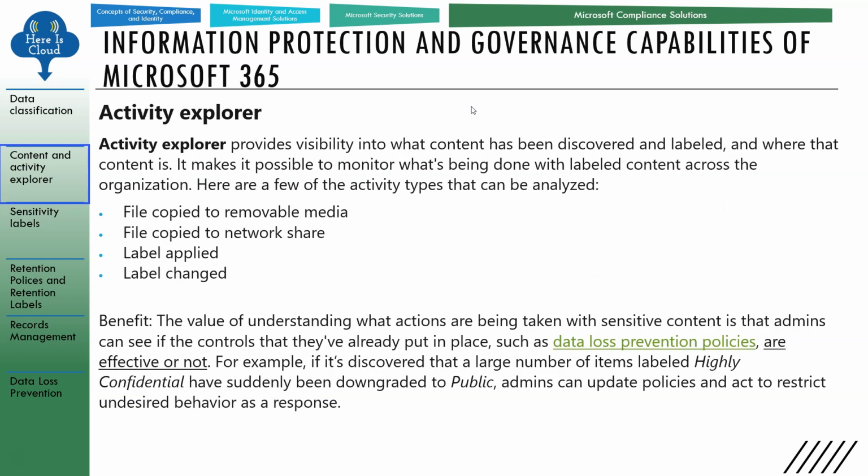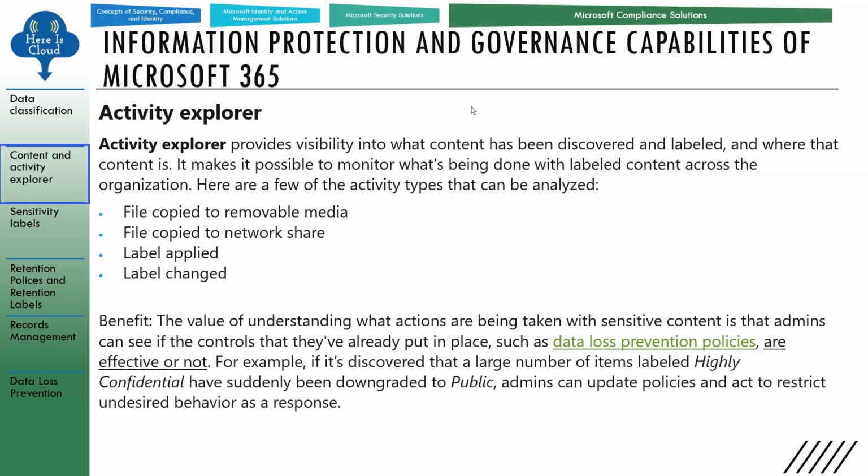Other than Content Explorer, there is an Activity Explorer. The Activity Explorer provides visibility into what content has been discovered or labeled and where that content is. It makes it possible to monitor what's being done with labeled content across the organization. For example, a file copied to removable media. That's an activity done on the content. A file copied to a network share, a label applied, a label changed. All these activities you can explore.